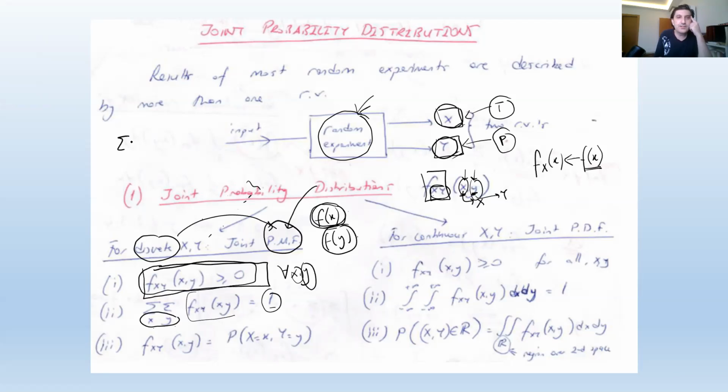Recall this law over all X values for a single variable case, we had this one, or over Y, and as I said, we are going to be calling this the marginal distribution of X and Y. These are the conditions that we have covered in chapter 3, if I recall correctly. So the same conditions will also apply here.